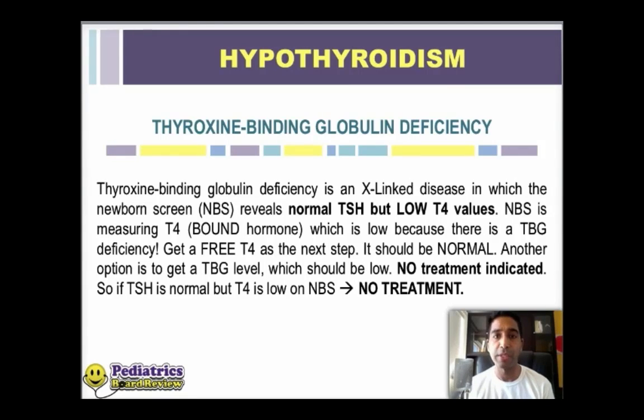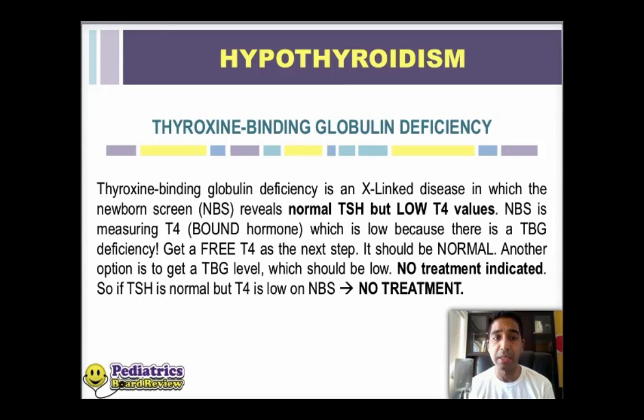So what's going on is you actually have active thyroid hormone floating around your blood. That's the free T4, and that's doing its job. But because there is a deficiency in TBG, when you actually measure the T4, it flags as abnormal. Okay. Another option is to go ahead and get a TBG level, which should be low. I think if you were presented with this on the exam and they gave you an option between TBG and obtaining a free T4, you should go ahead and get the free T4 because it is cheaper and faster.